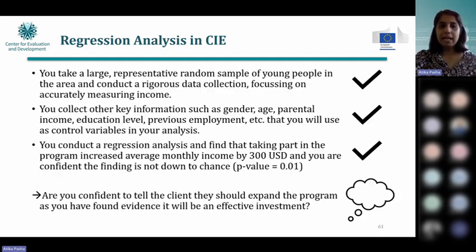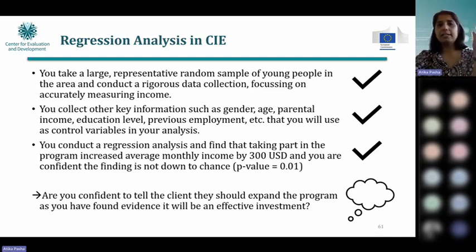So you need to get this data. You take a large representative sample of young individuals in the area and conduct a rigorous data collection, clean your data, and accurately measure income. You then also get other information for these same individuals, such as gender, age, parental income, education level, previous employment, which you think might confound the relationship between your treatment, which is them receiving the program, and your outcome of interest, which is income.